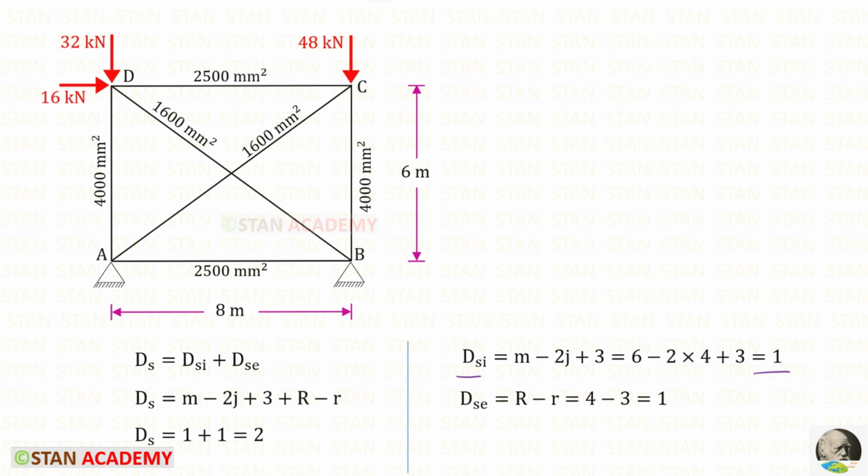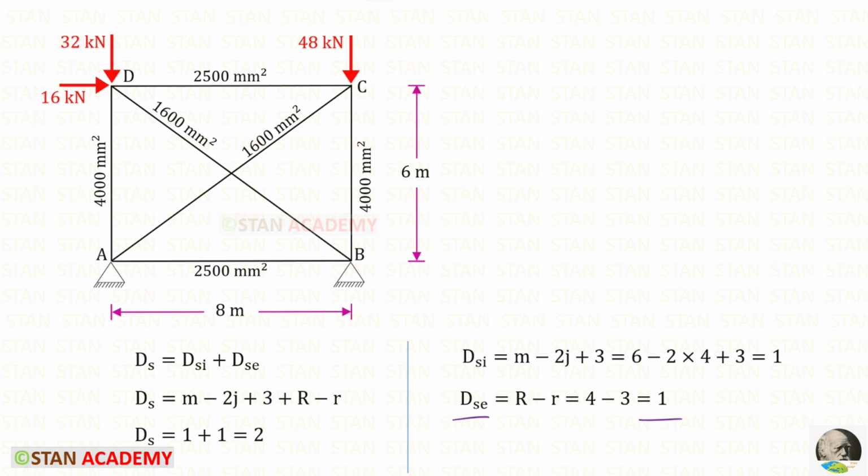Let us find the degree of external static indeterminacy, that is R minus r. Capital R is the total number of the reactions to be found out. At the points A and B, there are hinged supports. We know that in the hinged supports, there will be 2 reactions. So at A, we need to find 2 reactions, and at B also, we need to find 2 reactions. So capital R is 4. Small r is the available static equilibrium conditions. There are 3 conditions available: sigma M is equal to 0, sigma V is equal to 0, and sigma H is equal to 0. So small r is 3. For DSE, we will get 1.